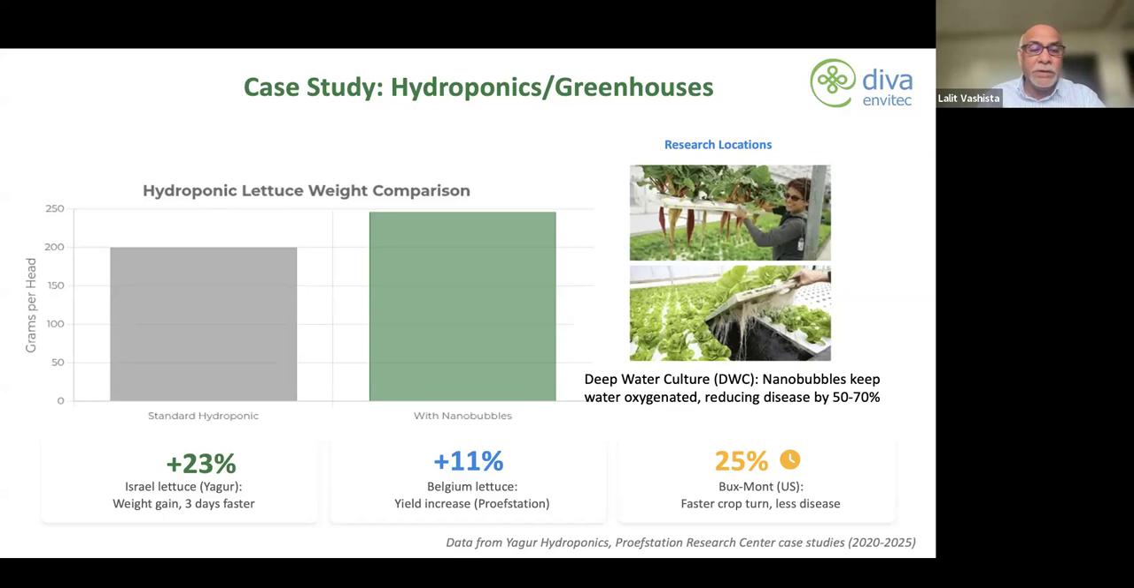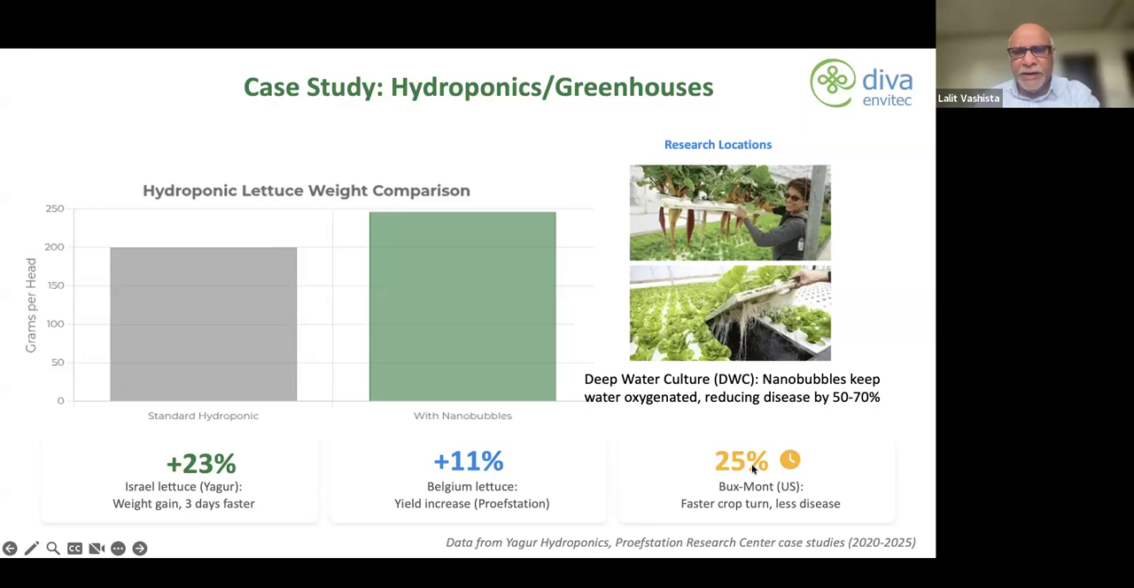You can see that with nanobubbles, compared to standard hydroponics, there's an increase of 45 to 50 grams per head, and there is a weight gain, and it grows 3 days faster. That means the yields are faster, so you have more cycles coming in. With nanobubbles in Belgium, there was a yield increase of 11%. In the US, a 25% increase was seen in hydroponic cases.